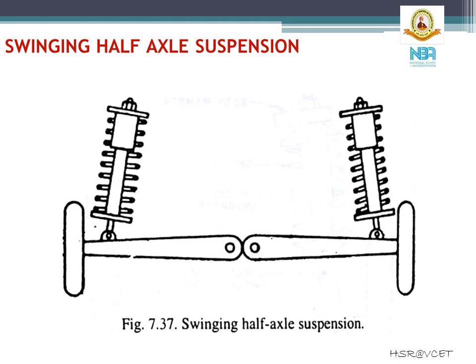The last type in front axle independent suspension is swinging half axle suspension. In this, wheels are mounted rigidly on the half axles, which are pivoted on their ends to the chassis member at the middle of the car. The main disadvantage of this system is that up and down movement of the wheel causes the camber angle to vary.